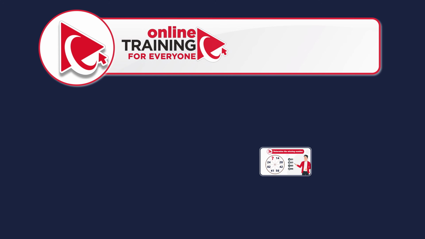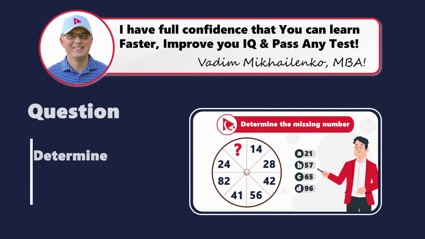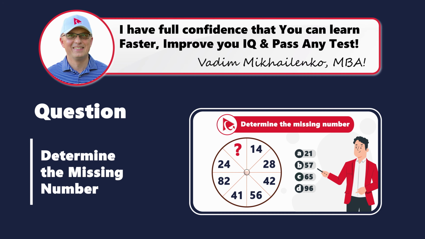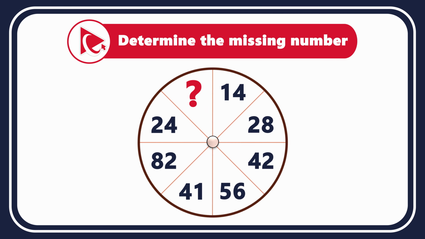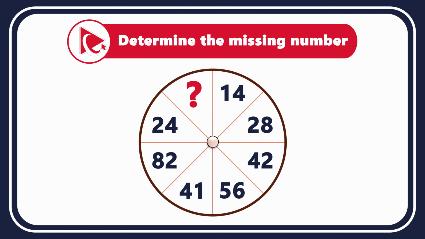Prepare to tackle this tricky question, designed not just to test your mental math abilities, but also to improve your critical thinking skills. You're presented with a circle, which is broken down into 8 equal parts. Each part has a number, and the numbers are 14, 28, 42, 56, 41, 82, 24, and then comes the missing number. You need to determine the missing number and select it out of 4 possible choices.